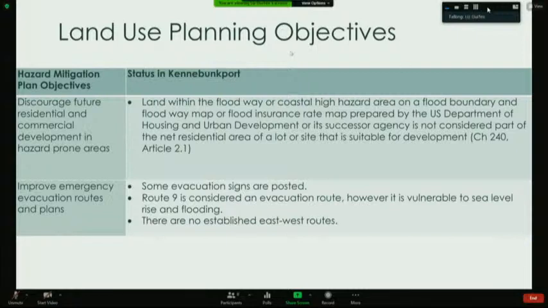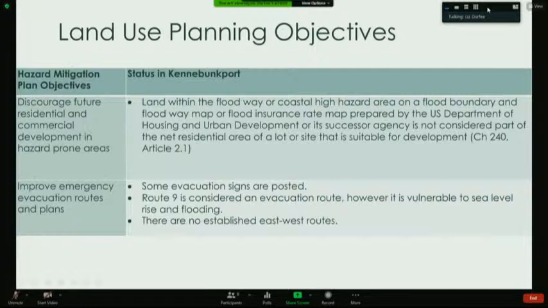So one of the objectives is discourage future residential and commercial development in hazard prone areas. I think that's done primarily through your floodplain ordinance. Another item is improve emergency evacuation routes and plans. And I did connect with Craig Sanford on that. And he noted that there are some evacuation signs that are posted. Route 9 is considered an evacuation route, but it is vulnerable to sea level rise and flooding. And then as noted in the report that I mentioned, there are no established east-west routes.